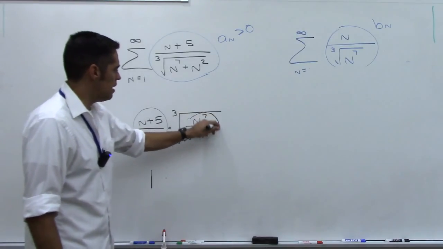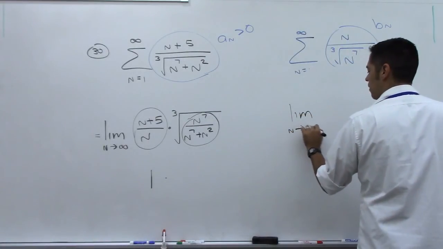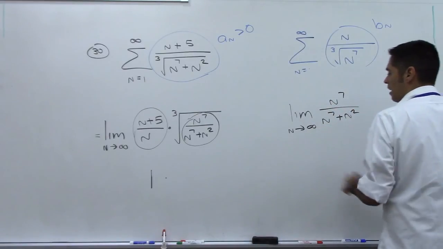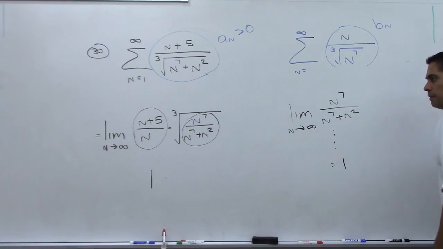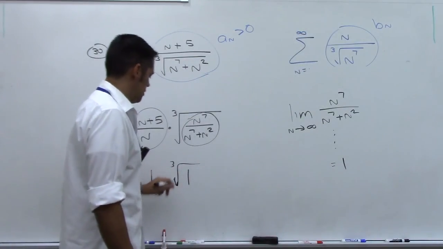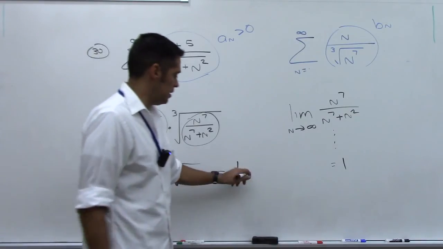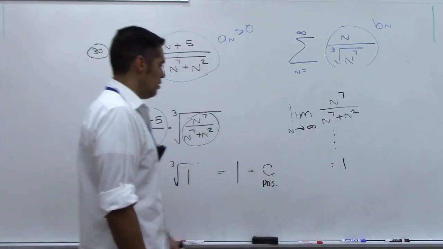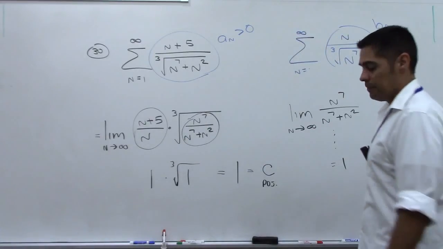Times, now I'm going to do L'Hopital on the inside of this, like on the side. I'm doing the limit as n goes to infinity of n to the 7th over n to the 7th plus n squared. If I do L'Hopital, I'm going to have to do it a few times, and I'll get 1. So I know that this goes to the cube root of 1, which is just 1. So this whole limit turns out to be 1, which is a positive constant, right? This is a constant, it's positive. So that means that whatever this series did, that one does also.